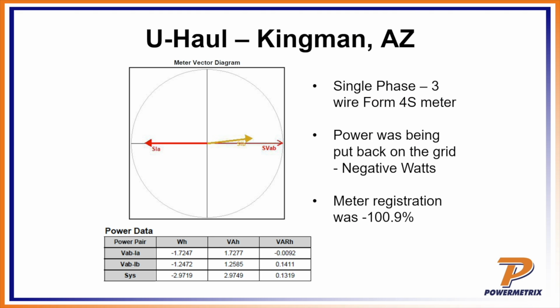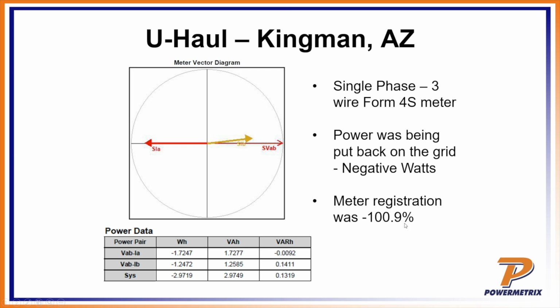This was a 4S meter, so you had a 3-wire system. Right now, this is during the day, and so once again, what you see is that you've got your current vectors 180 degrees out from what you would normally expect. You'll notice down here, if we look at our watt hours, it's being represented as negative because the utility is receiving energy back from the customer.